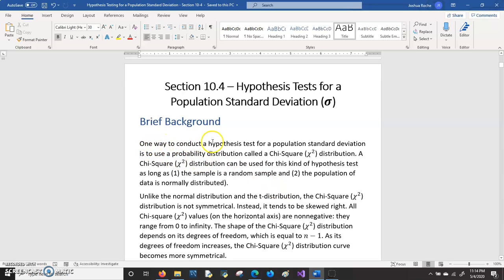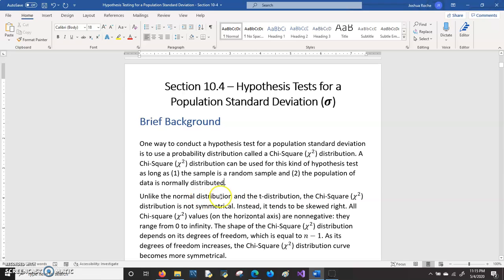So one way to conduct a hypothesis test for a population standard deviation is to use a probability distribution called a chi-square, and this is the symbol for that, a chi-square distribution. A chi-square distribution can be used for this kind of hypothesis test as long as 1, the sample is a random sample, and 2, the population of the data is normally distributed.